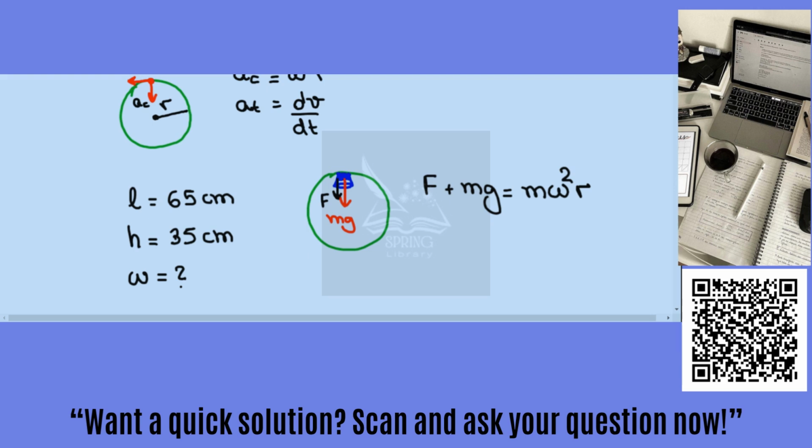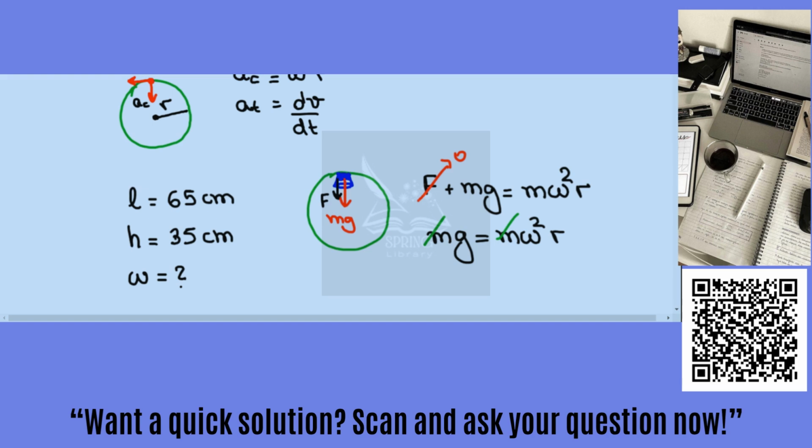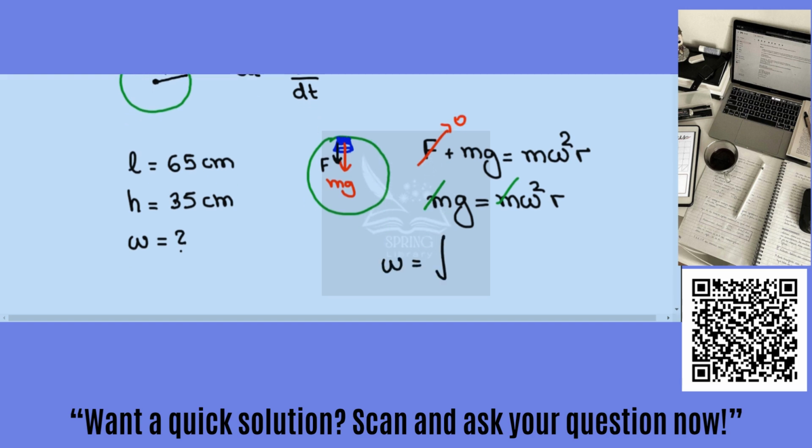Now, the minimum force that the bucket must exert on the water such that the water doesn't spill is zero. From the moment there's no force being exerted on the water, the water will be spilled if this is the case for more than a moment of time. So I'm going to impose the limit scenario that F is equal to 0 to find the minimum value of omega. So mg is m omega squared r. The m's cancel out. So omega is the square root of g over r.